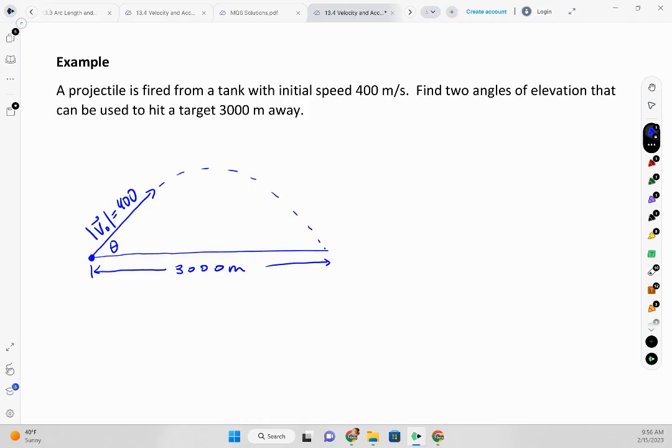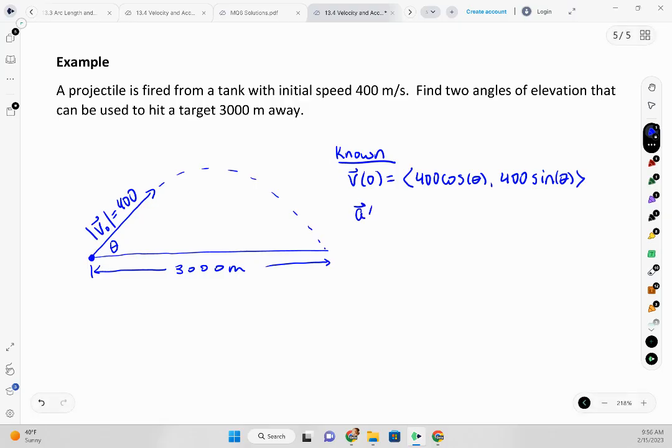We should start off stating what we know. What's known here is the initial velocity. We'll have to create the vector because it wasn't given to us, but we do have the initial speed. So the initial velocity will be the speed times cosine of the angle in the first component, and the speed, 400 again, times sine of the angle in the second component. We also know that the acceleration due to gravity is going to equal <0, -9.8>.